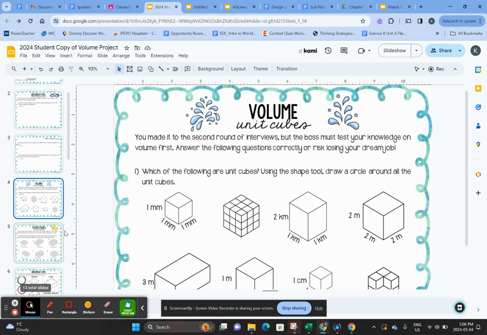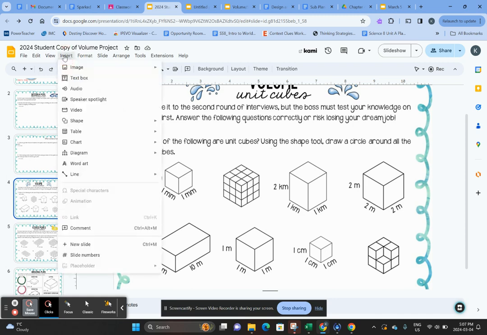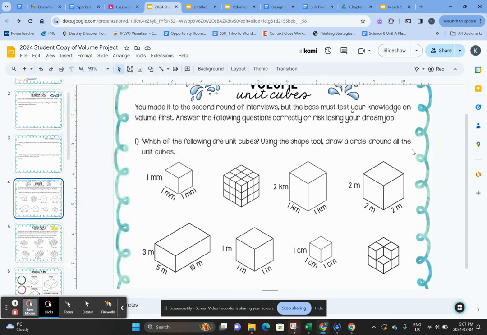On the next slide, now that you make it through the second round of interviews, you need to identify which of the following are unit cubes. Using the shape tool, draw a circle around the unit cubes. So you can just click insert and shape and draw a circle around the ones that are a unit cube. Now remembering a unit should all be the same. So we wouldn't see something like kilometers, meters, and centimeters. And it should be 1. Unit means 1. So go through, circle the unit cubes.